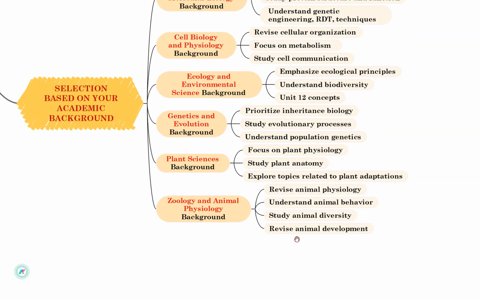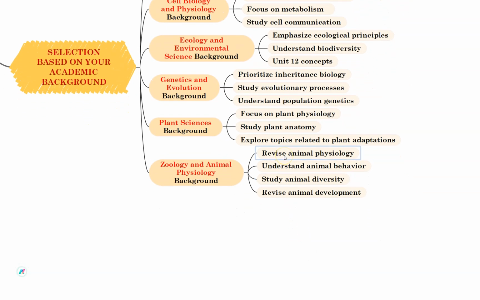For zoology and animal physiology background, you can revise the animal physiology topics including homeostasis, nervous system and endocrine system. Understand the animal behavior, adaptations and also reproductive strategies such as the differentiation, animal development, whatever model organisms, embryonic development is there, and also study the animal diversity classification, comparative anatomy.